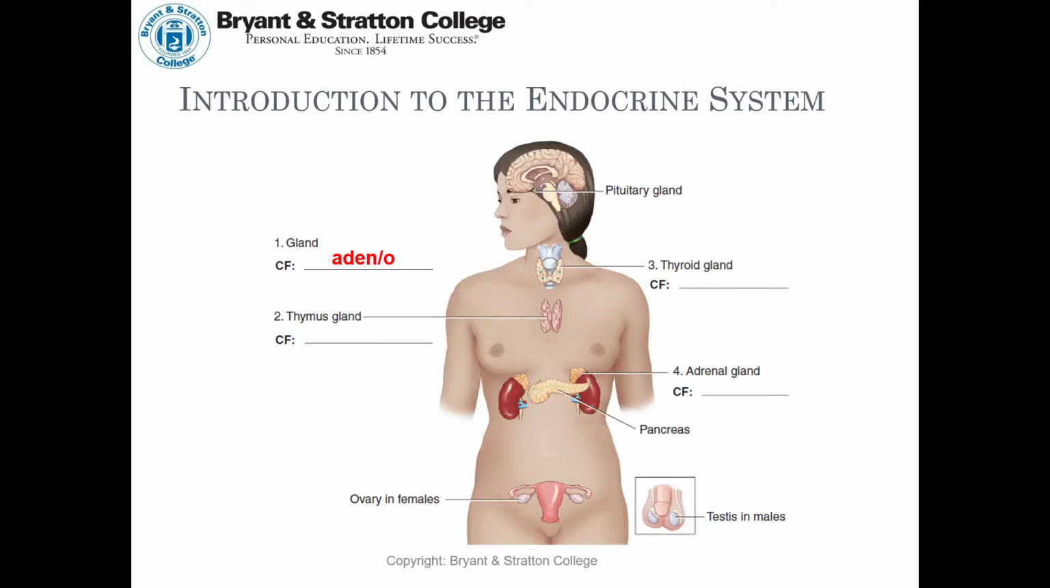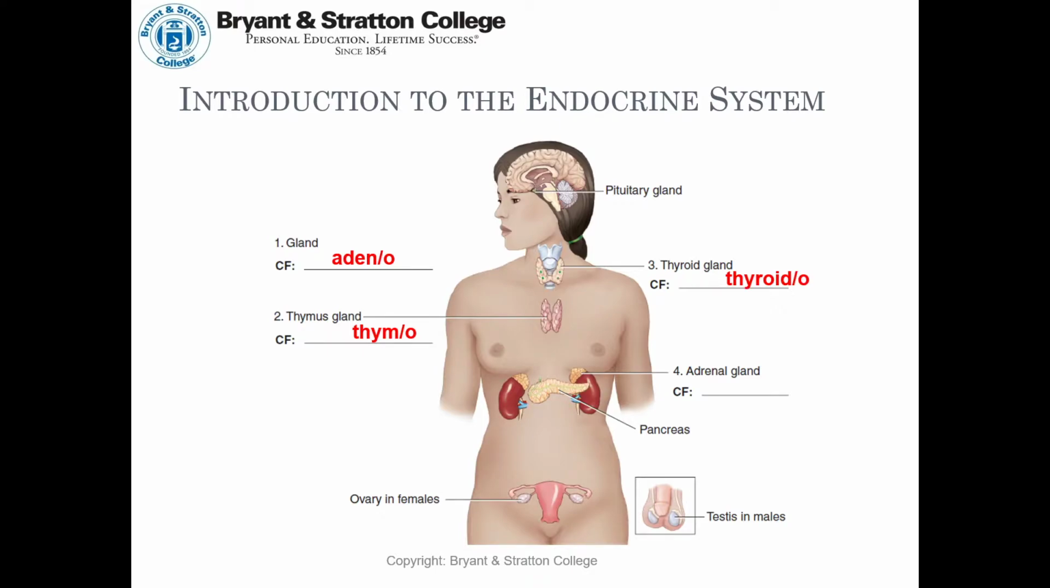glands in general, the combining form for that is adeno. We covered the thymus in the lymphatic system. That is thymo. Remember, the thymus is the location where T lymphocytes are matured and undergo essentially a test before they are released.